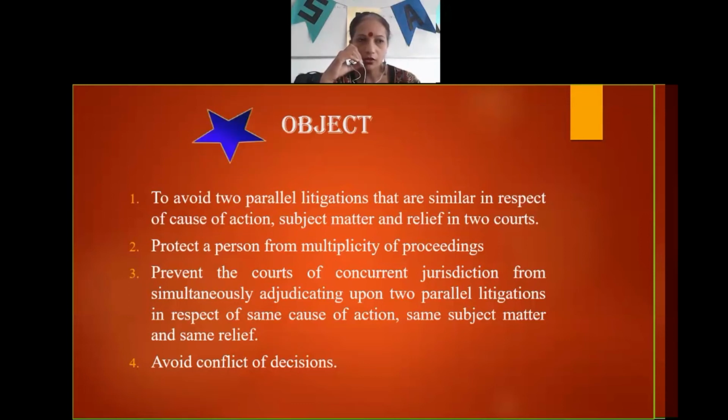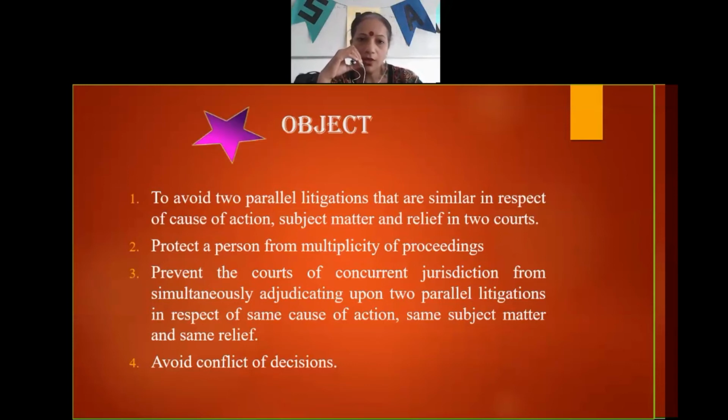So we are not obligating a party not to file a suit, but the legislature is obligating the court not to entertain such two parallel litigations which are in respect of a similar cause of action, similar subject matter, and the relief which the parties are claiming is also similar. So in that situation, one court is restrained or refrained from entertaining that particular matter.